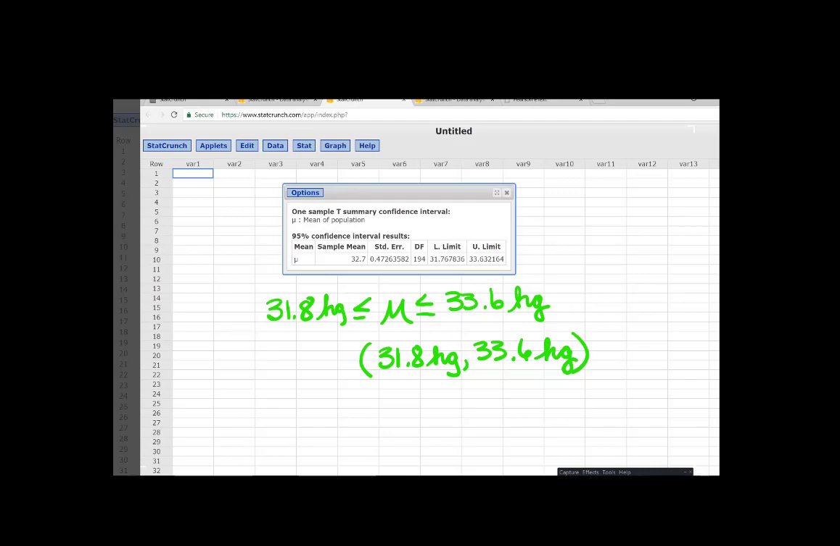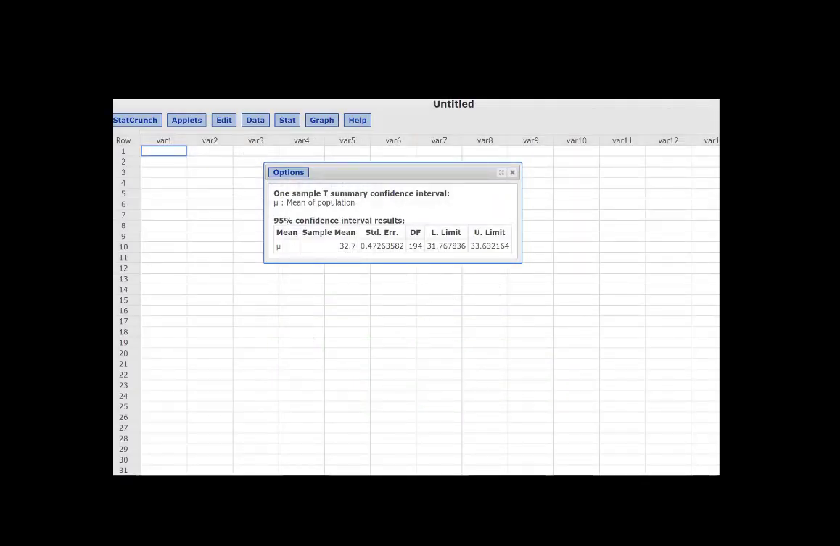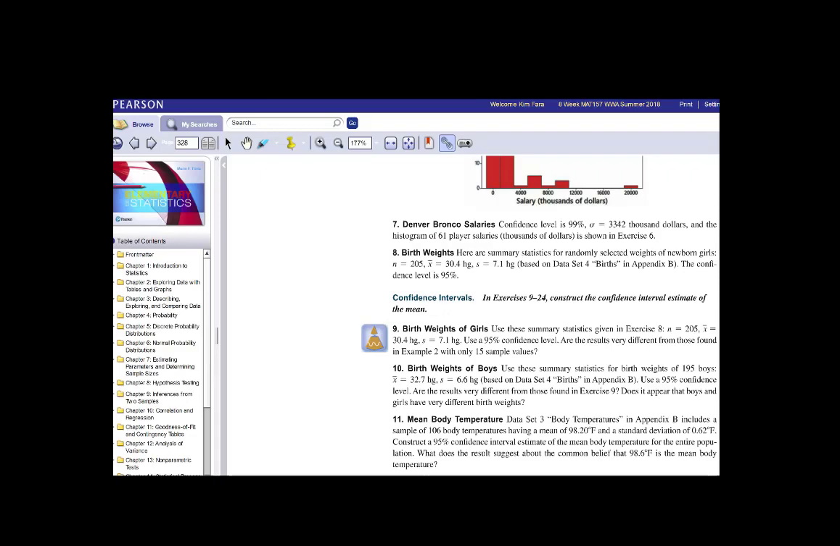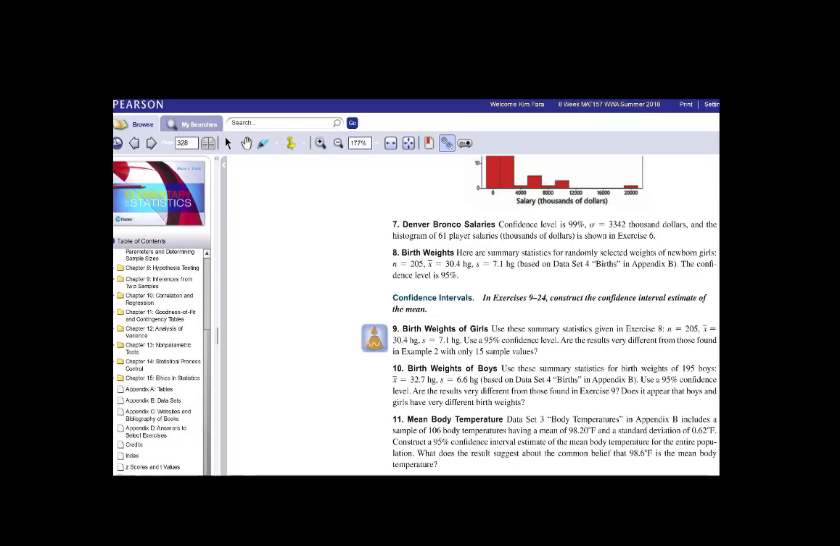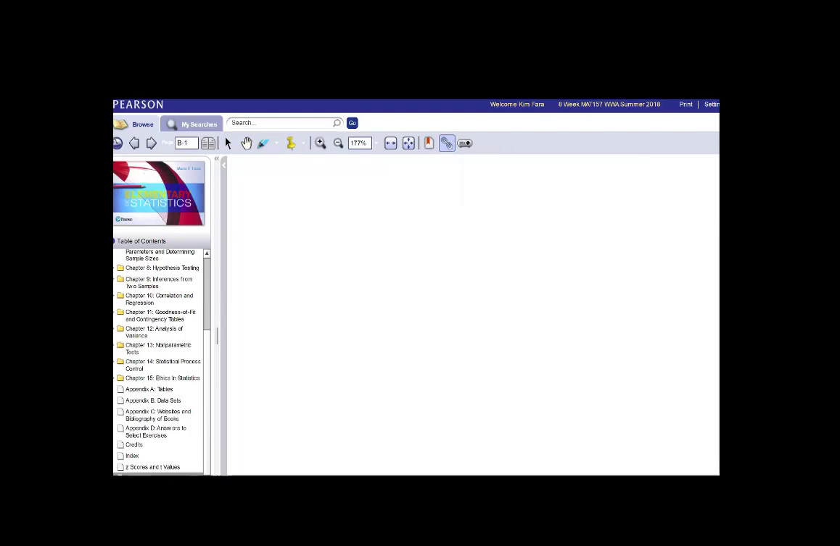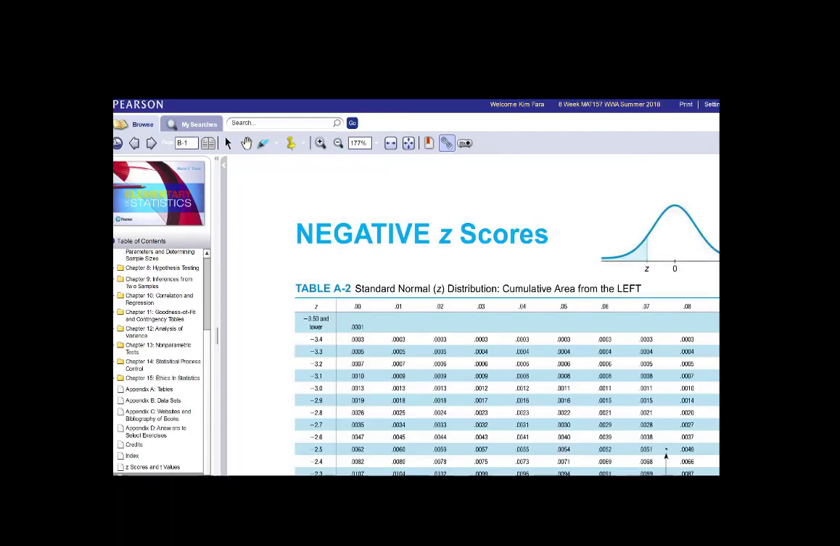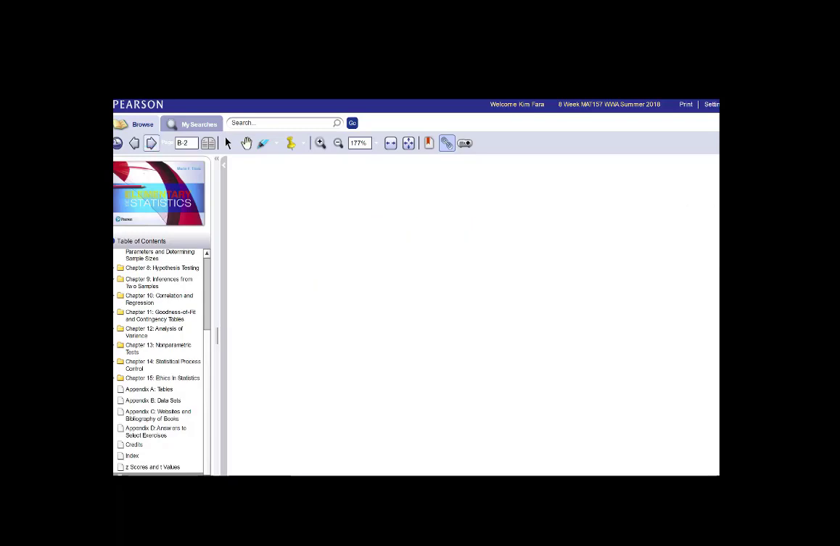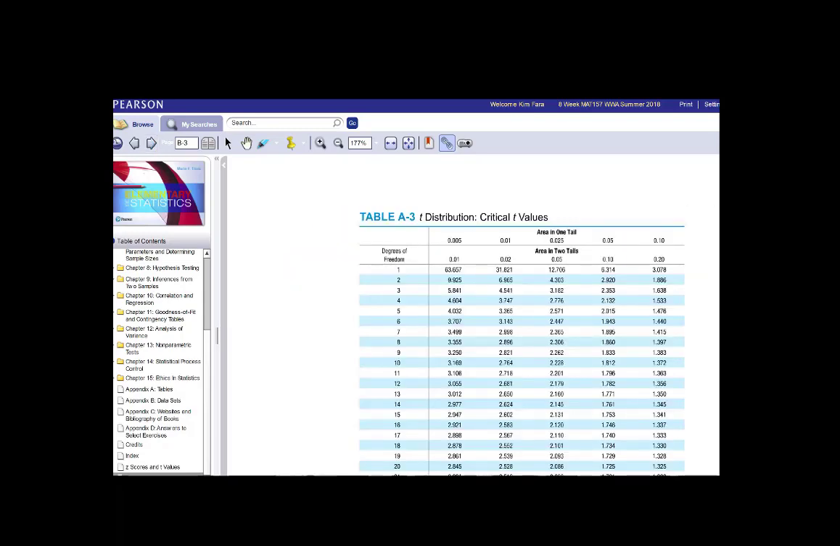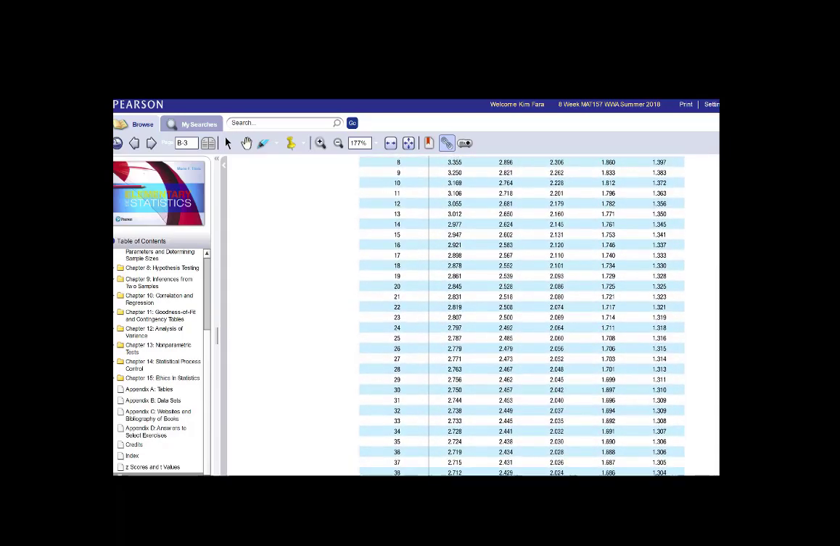Now let's use our tables, and I want to go to the end, and I'm going to go to the table of critical values. I'm using the ebook from my MyMathLab on this screen, and let's move these to the page. Okay, here is our table.